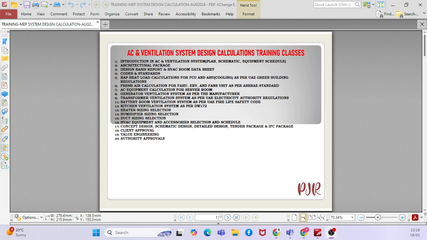Then we will come to our mechanical portion, where you do the thermal load calculations, like the heat load calculations. Then you do the fresh air calculation. Then there are different types of ventilations like generator ventilation, transformer ventilation, then the battery ventilation, kitchen ventilation.